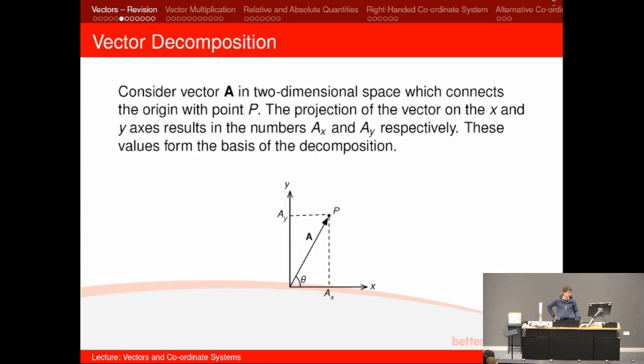So consider vector A in two-dimensional space, which connects the origin with point P. The projection of the vector on the x and y axes results in the numbers ax and ay, respectively. That is the component going parallel to the x-axis, as well as the component of the vector going parallel to the y-axis. That is one way to notate that vector, and if you know two of the three values, you can use Pythagoras' rule to calculate the third value.